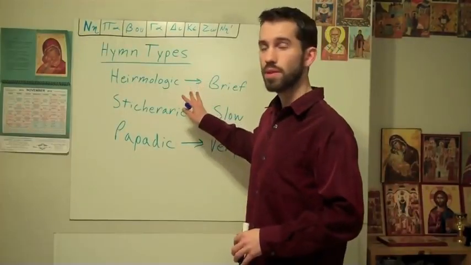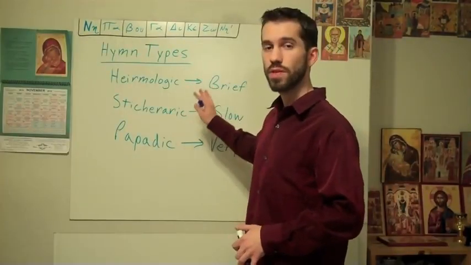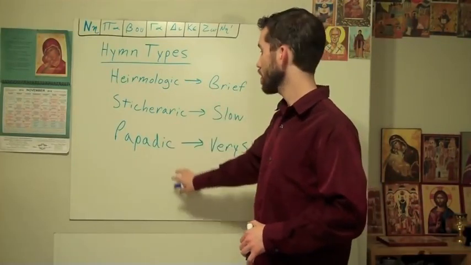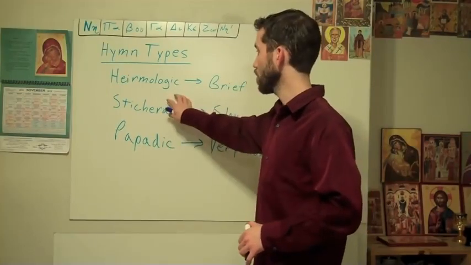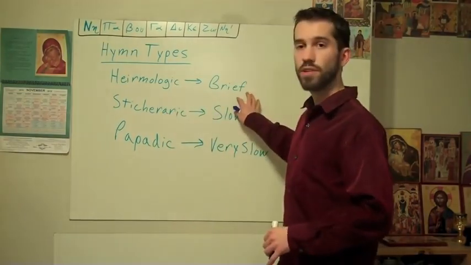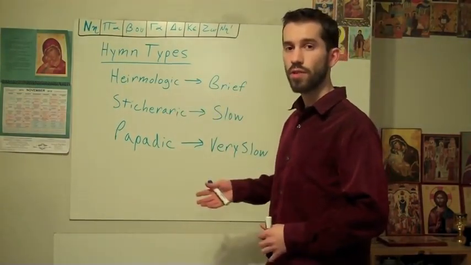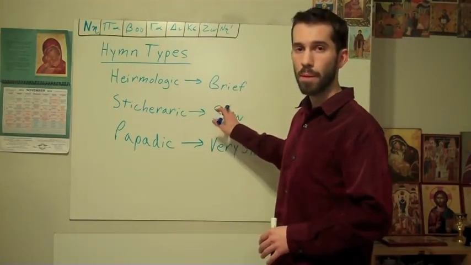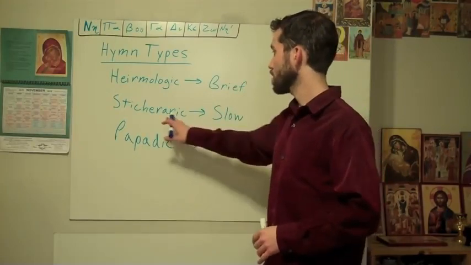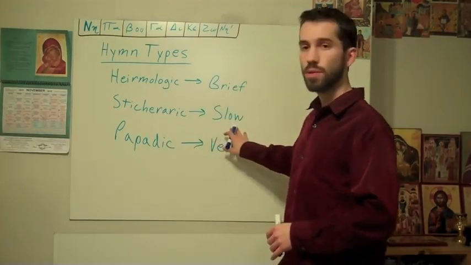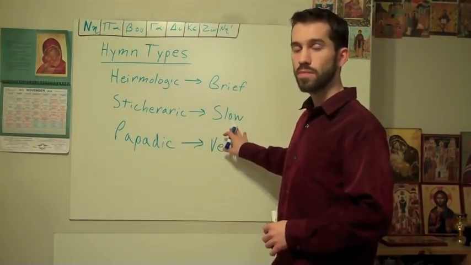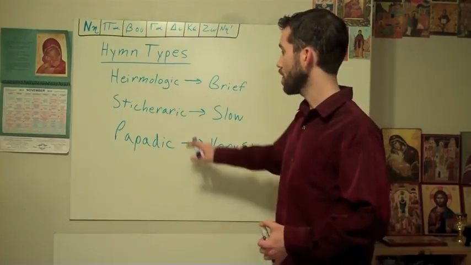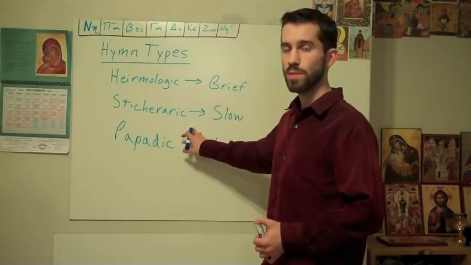As you look through hymns, there's, in general, 3 different types of hymns that you'll find: the Irmologic, the Sticherarion, and the papatic hymns. Irmologic hymns are the brief style hymns, where these are sung in a rather quick fashion, and these normally have 1 note per syllable. The Sticherarion are a slower version, which are normally maybe for bigger feasts or when there's more time in the services, and these normally have multiple notes per syllable.